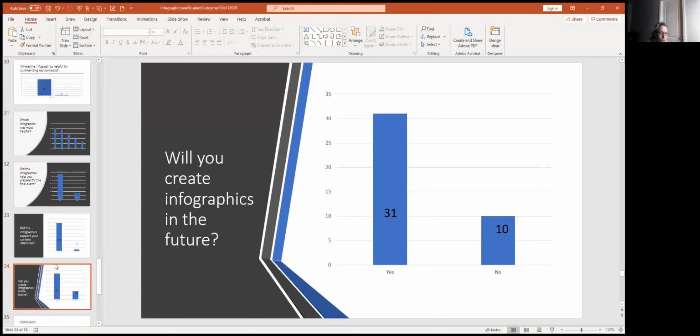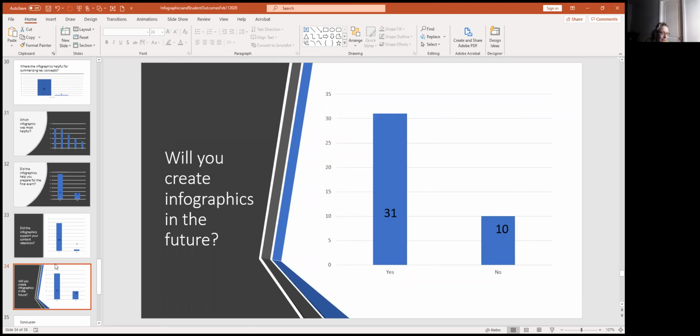But what if you're having trouble organizing information? What if you're learning something new? You can create an infographic for yourself and begin to study in that way if it works for you. And we're seeing that 39 of the 41 were saying infographics are working for me. So maybe you create this in the future.